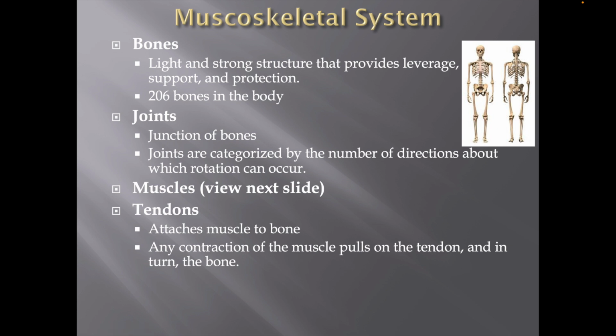And then we've got tendons. Essentially, tendons are the tissues that connect muscles to bones. So when muscles contract, they pull on tendons, and tendons themselves will pull on the bones. Think about tendons kind of like ropes that are very elastic in nature.